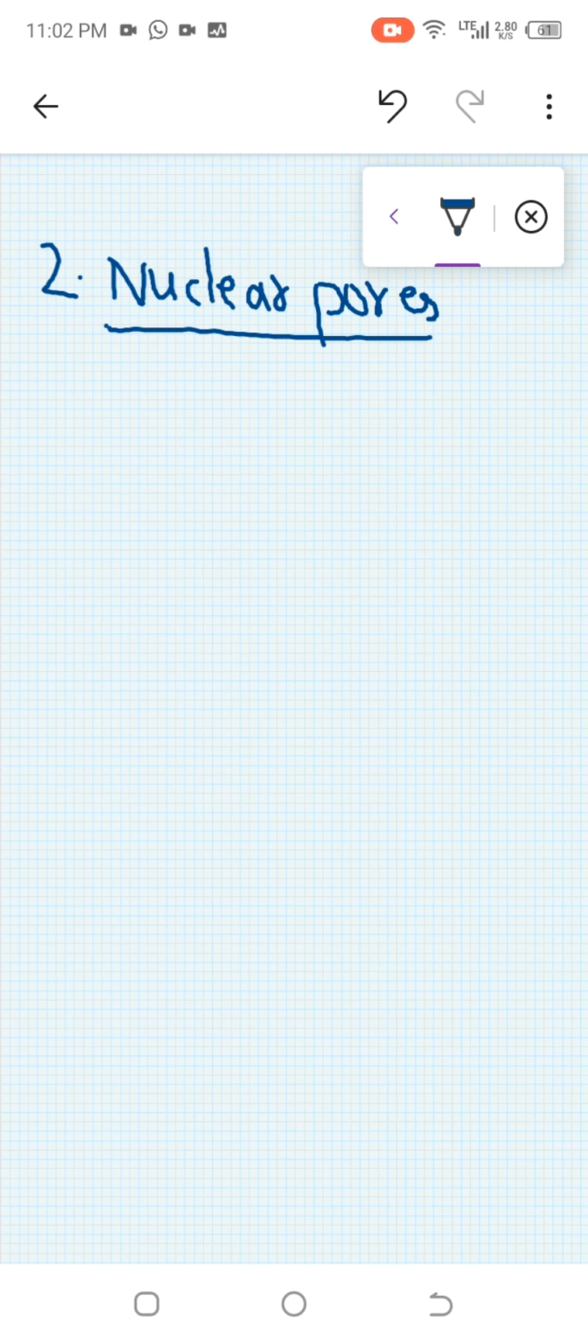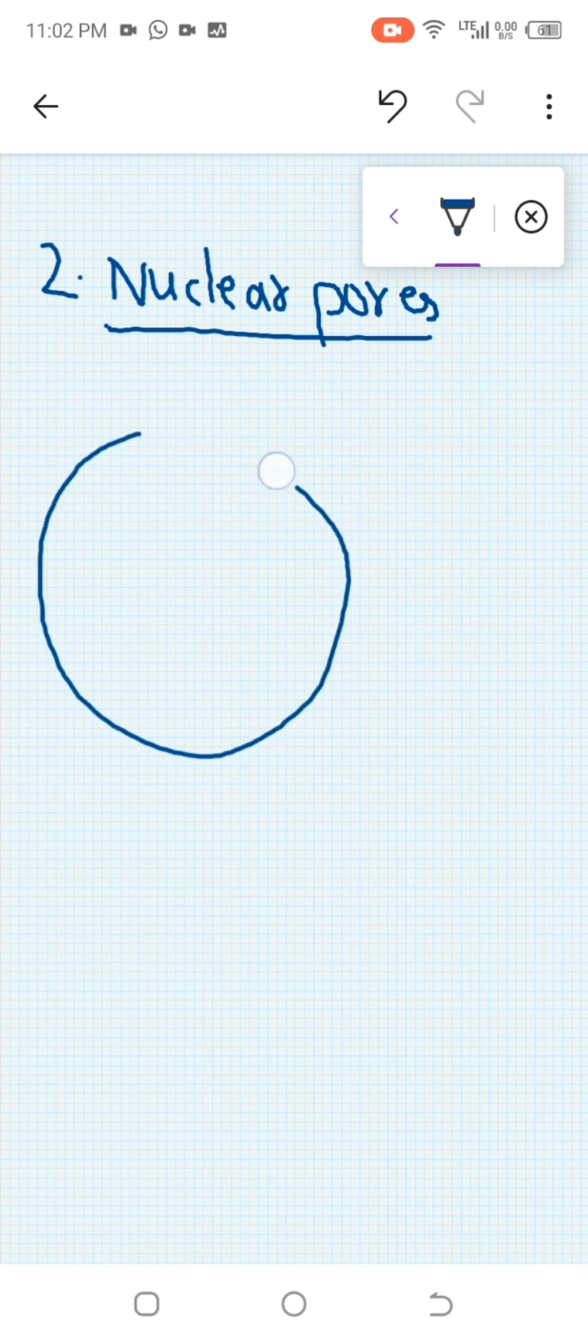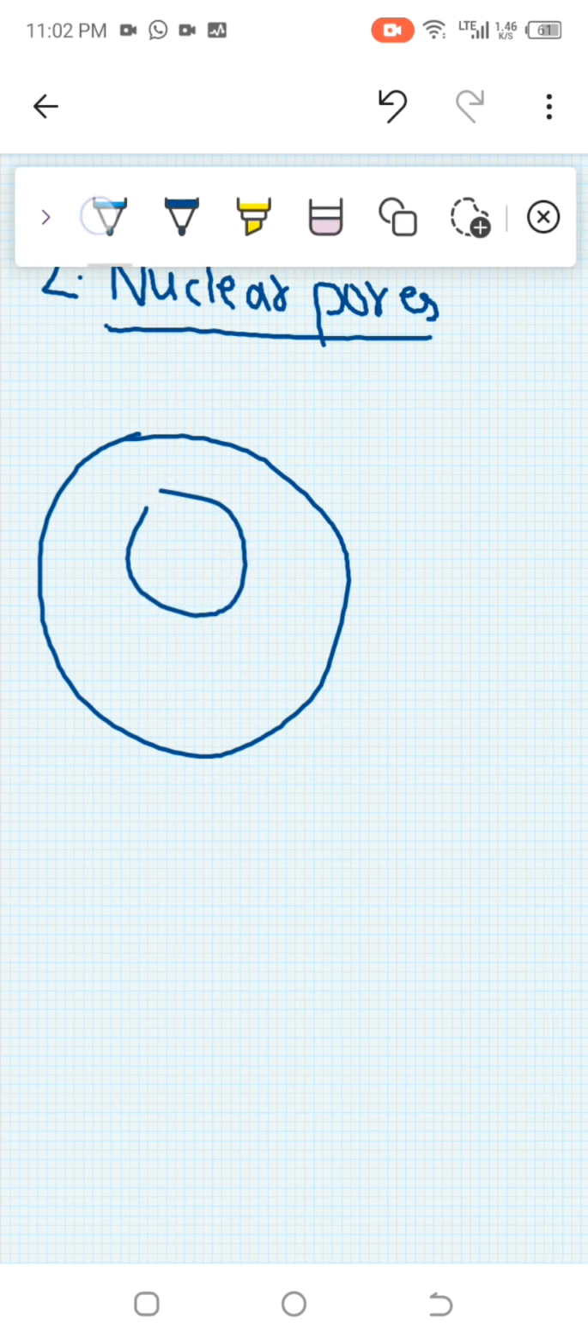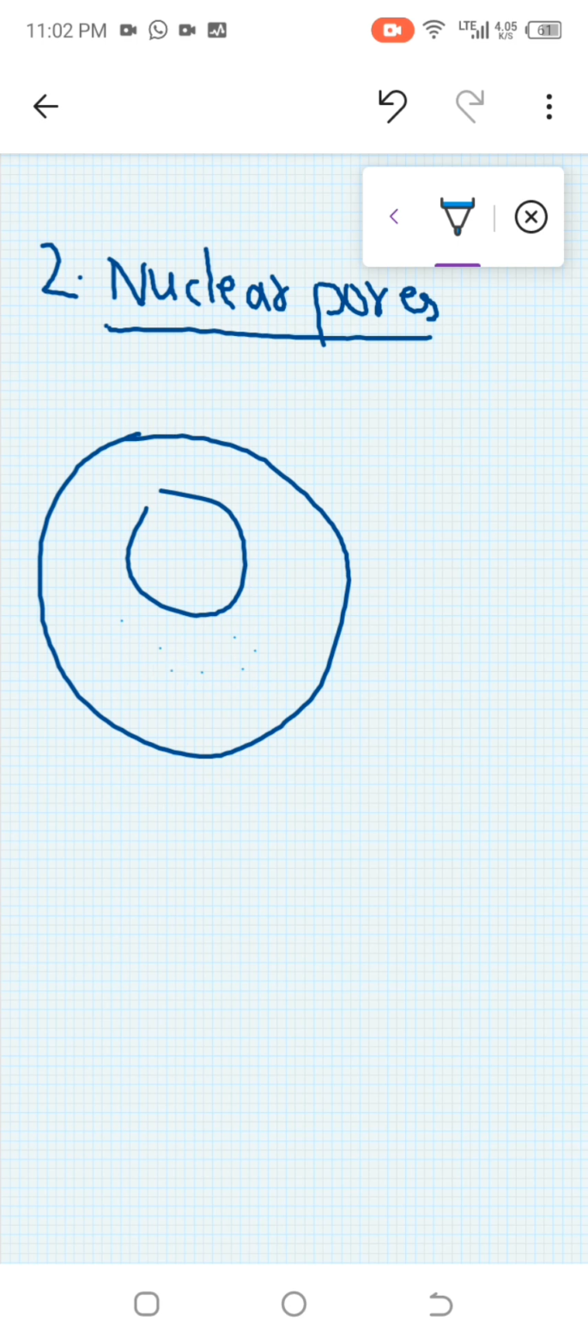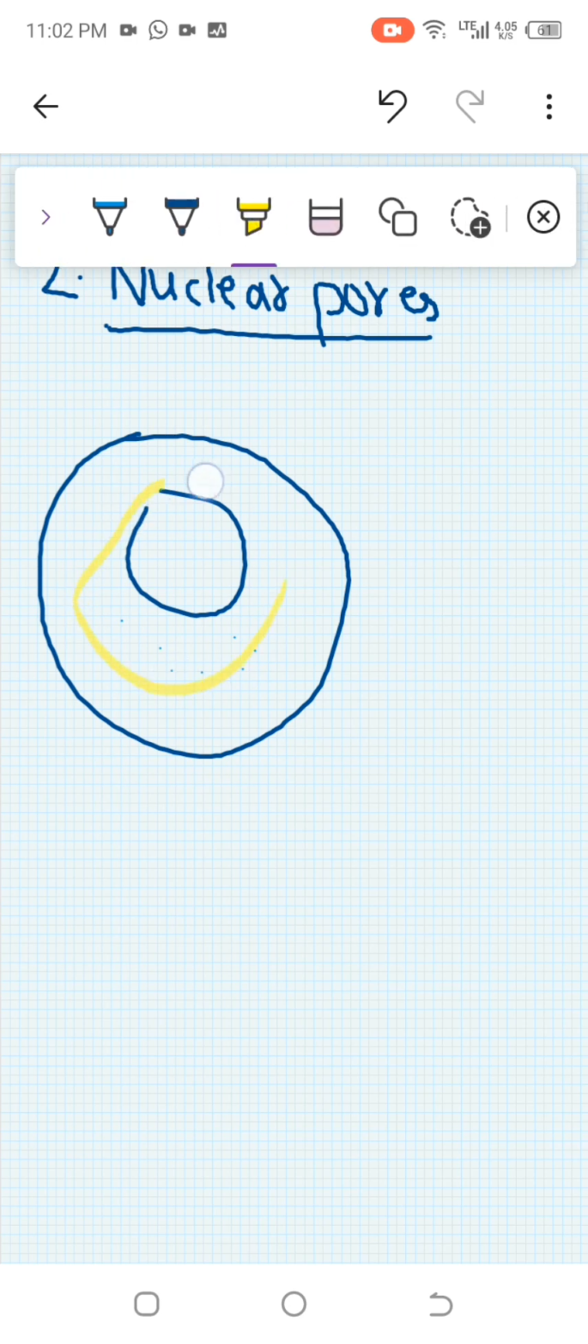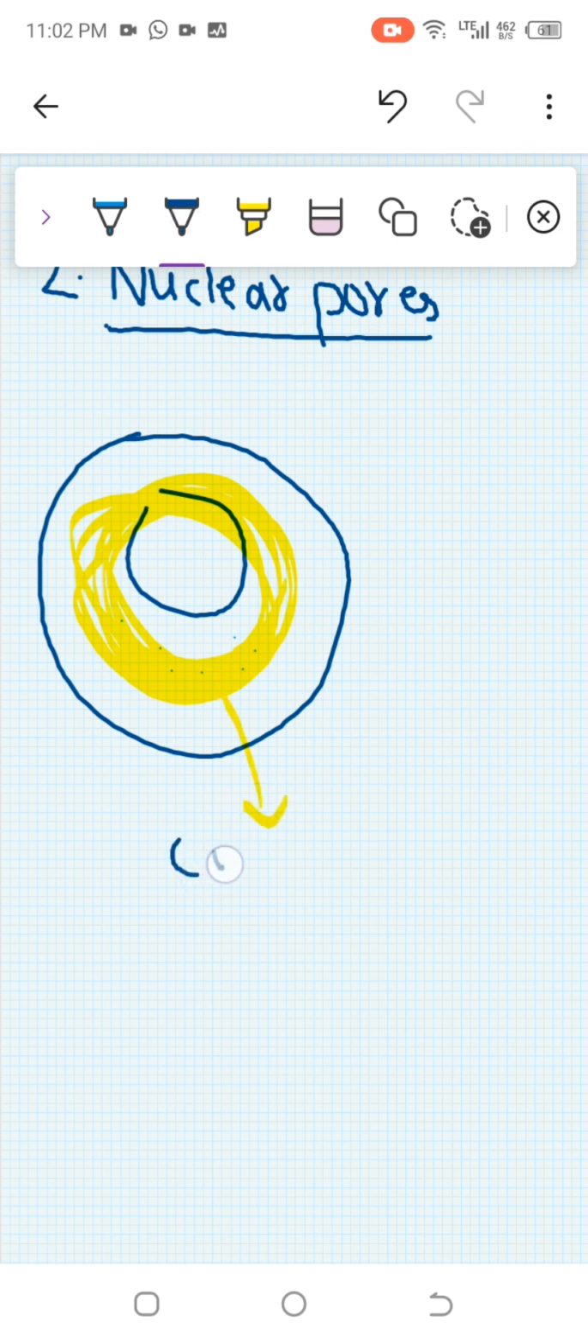Nucleoplasm is a fluid present inside the nucleus, and outside the nucleus we have cytoplasm. I taught you that cytoplasm has two parts: one is cytosol and another is cytogel. So here I'm going to draw the diagram. Here we have a fluid present, and that fluid is known as cytosol.